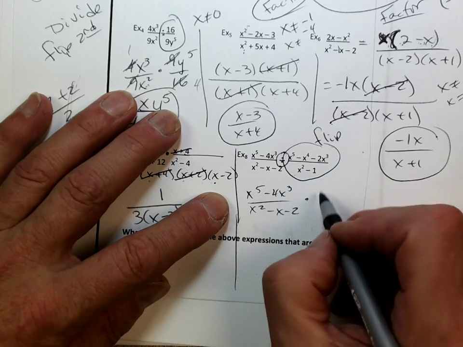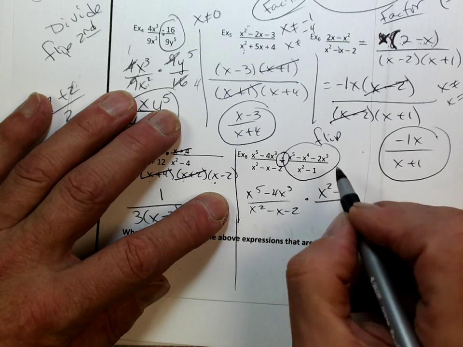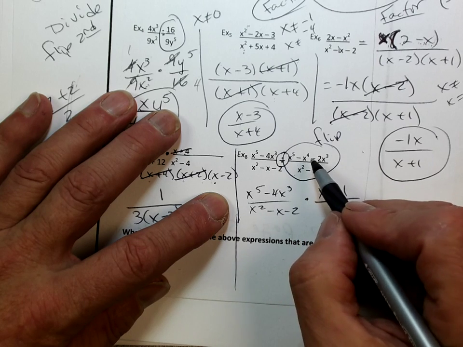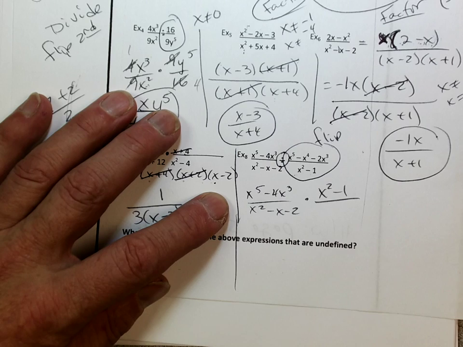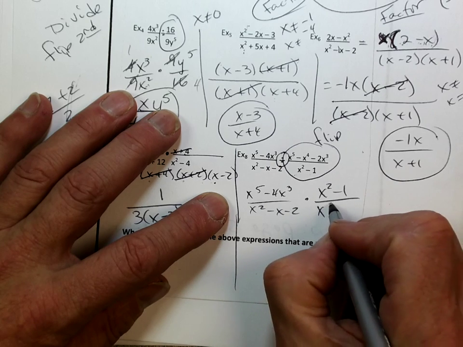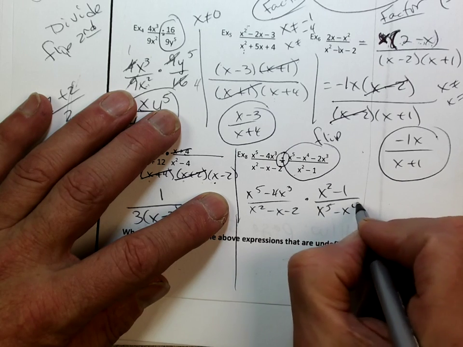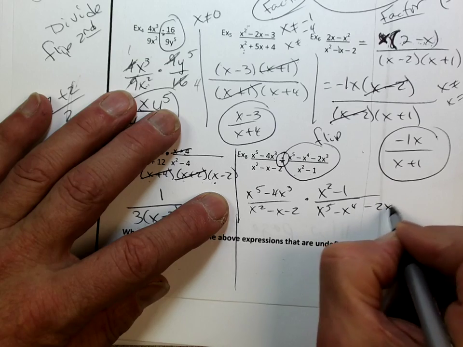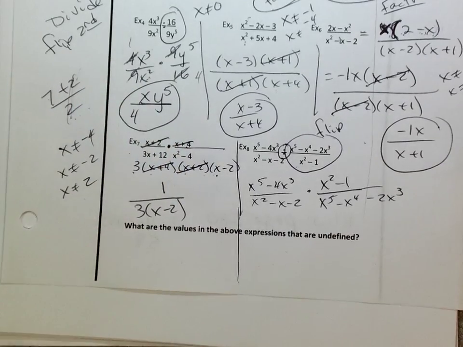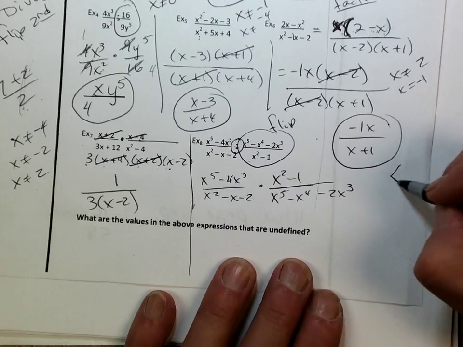So the x squared minus 1 goes on top in the numerator, and the x to the 5th minus x to the 4th minus 2x cubed flips down to the denominator: x to the 5th minus x to the 4th minus 2x cubed. Okay, now we've got to factor. This is kind of a hard problem, but I can do it.